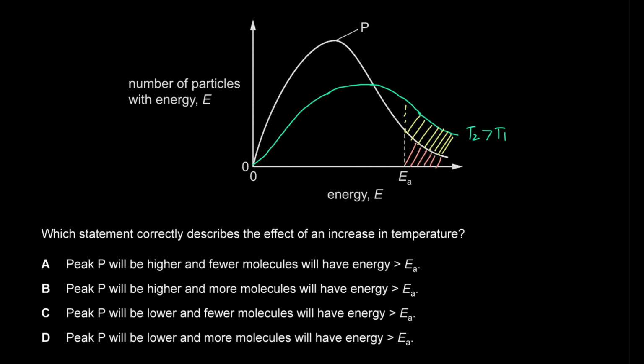So over here we can say that peak P will be lower, it will be further to the right, and more molecules will have energy greater than the activation energy.